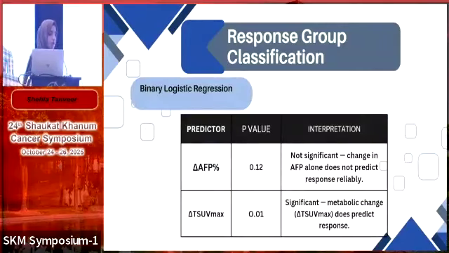We also took into consideration the blood marker delta AFP percentage and performed a binary logistic regression test to see if the parameter can predict the treatment response reliably. The test shows us that the delta AFP was not significant and it could not alone predict the treatment response in a reliable manner. However, the delta TSUV max was a significant predictor.